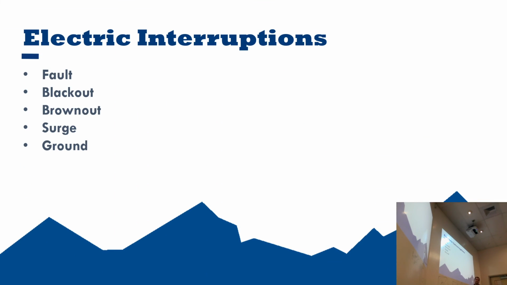All right, electrical interruptions. You have faults, where there's an electrical problem of some sort. A blackout means there's no power at all. A brownout means there's a disruption, a drop in voltage. A surge is kind of the opposite: a peak in voltage that can damage electronics. And of course, a ground is used to provide an alternative path for the current to go.